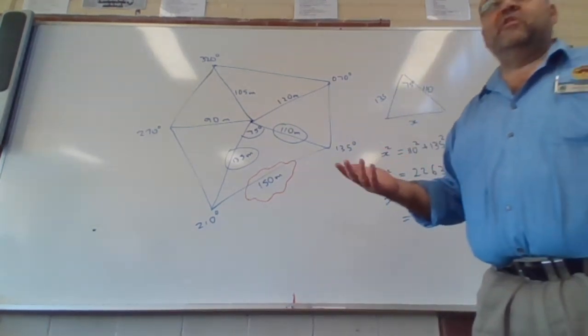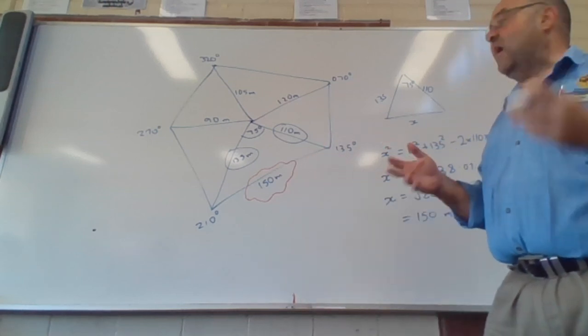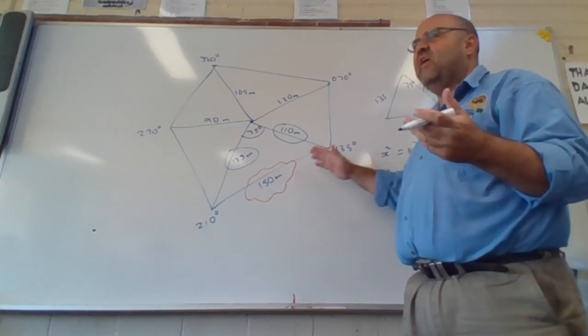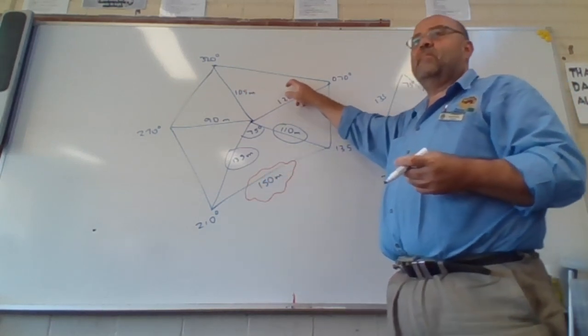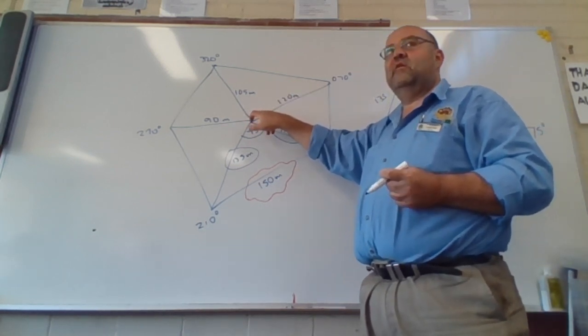Okay, so how do they make these questions harder? Well, one very common way is they're not going to ask you about this length here, because it's really easy to work out that angle. What they're going to ask you about is this length up here. What's the angle in here? How do I work that out?